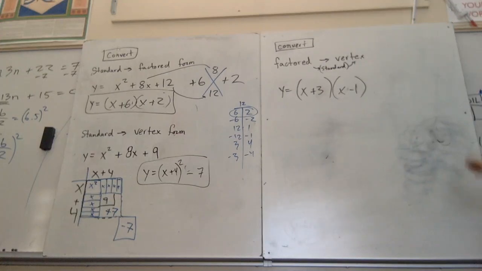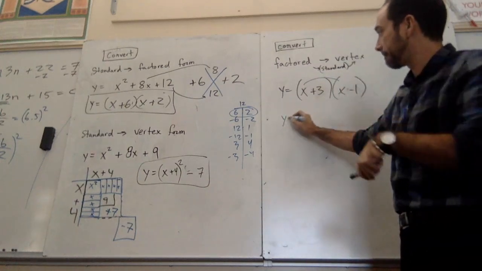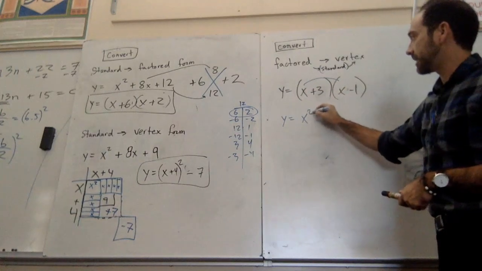I say we do the FOIL part together because I don't think we got to review that too much. First is x squared, x times x.